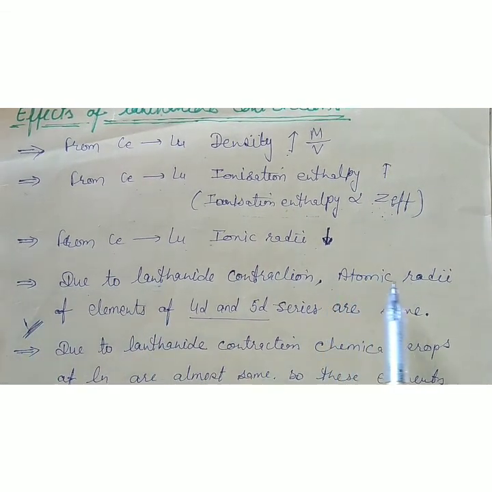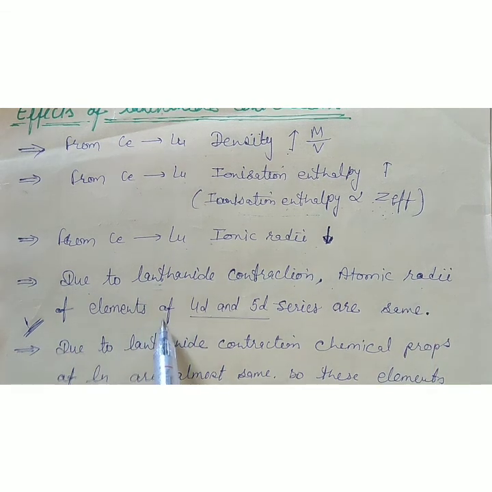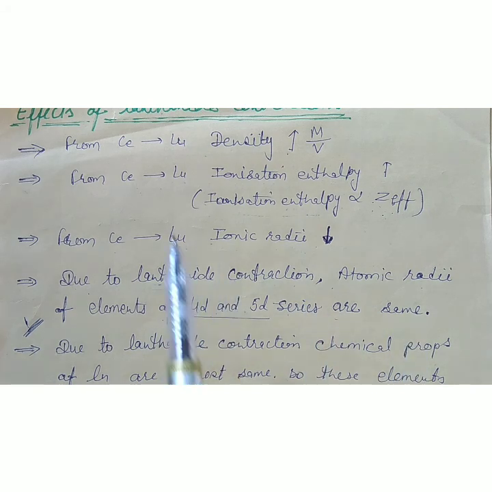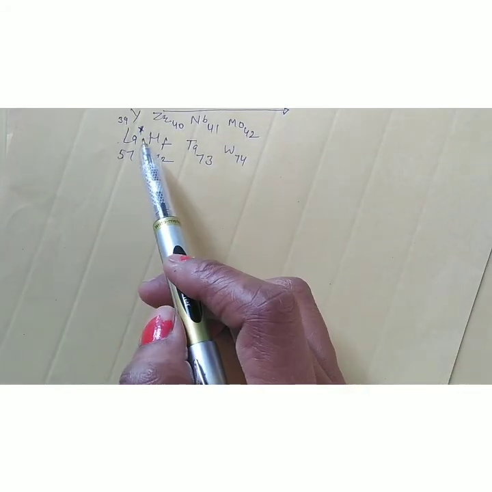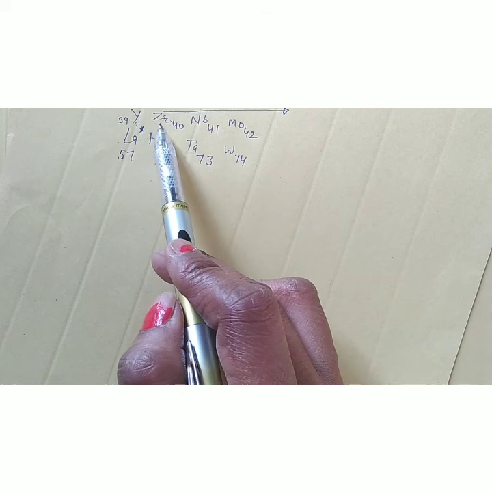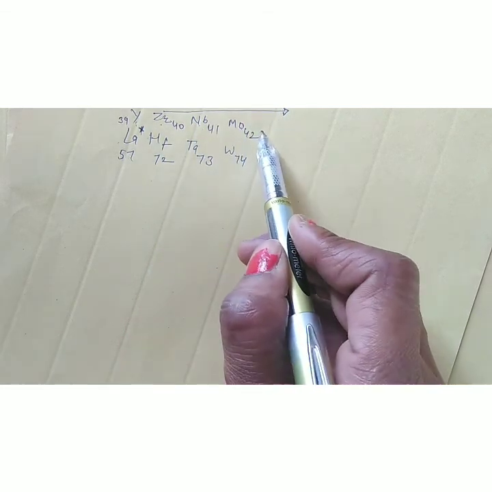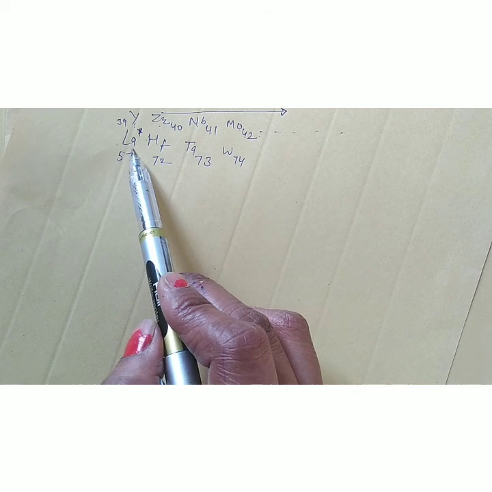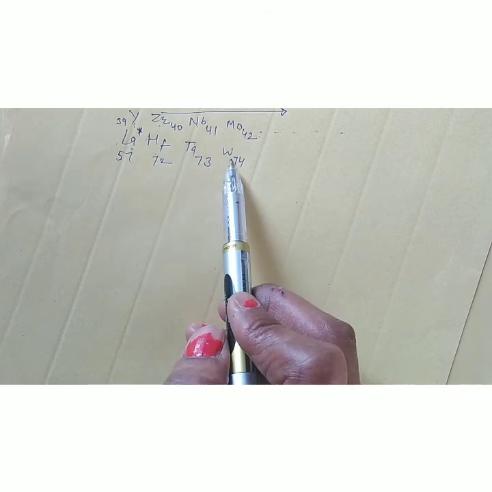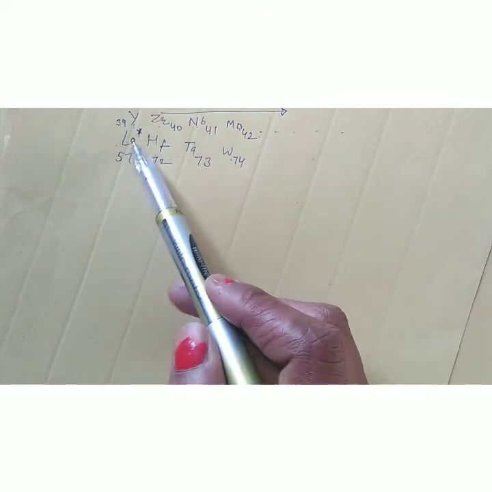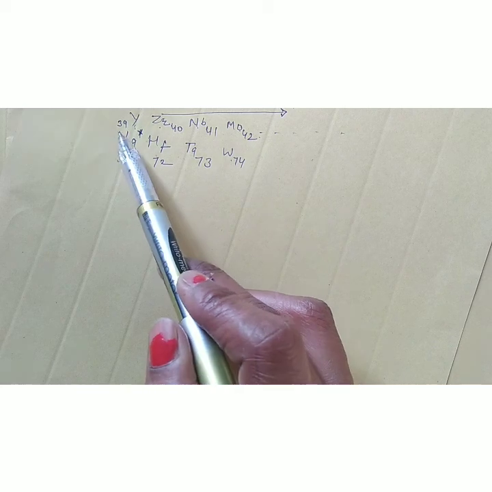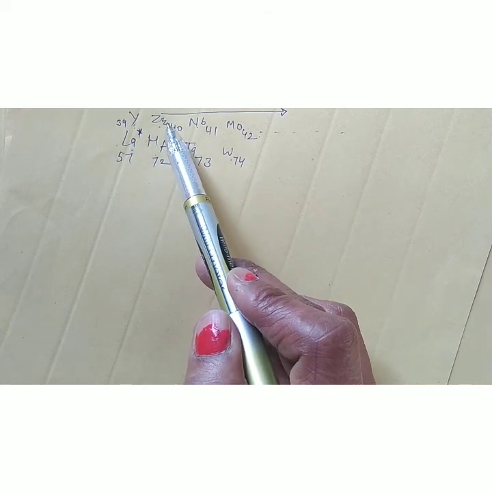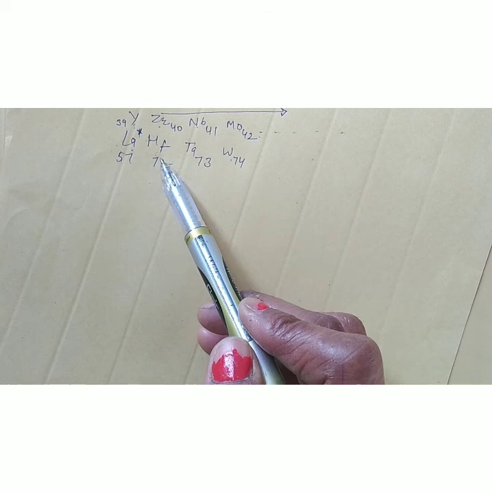Next, very important: due to lanthanoid contraction, the atomic radii of elements of the 4d and 5d series are almost the same. How? See. In the 4d series, yttrium, zirconium, niobium, molybdenum, etc. In the 5d series, lanthanum, hafnium, tantalum, tungsten, etc. See, the difference of atomic number is 18 from yttrium to lanthanum. But from zirconium to hafnium, there is a change of 32.